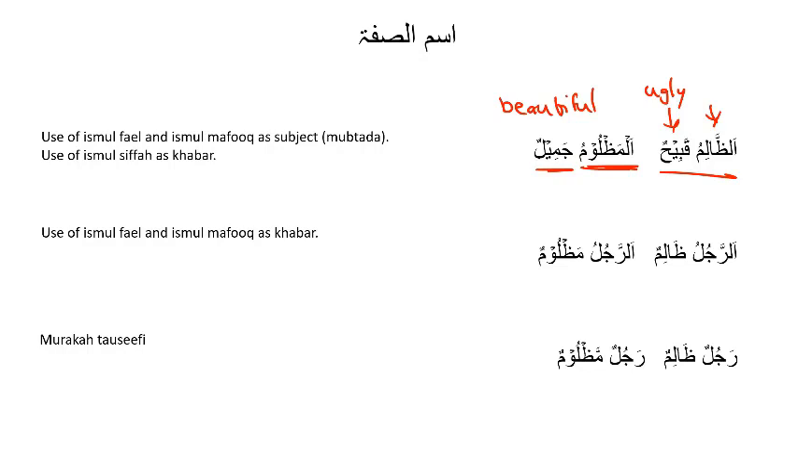So multiple things are being demonstrated here. So notice in these two sentences, in this sentence, az-zalim is ismul fa'il. That is also showing up as the mubtada or the subject. Okay. And then qabih, this is an adjective. So this is ismul sifa.